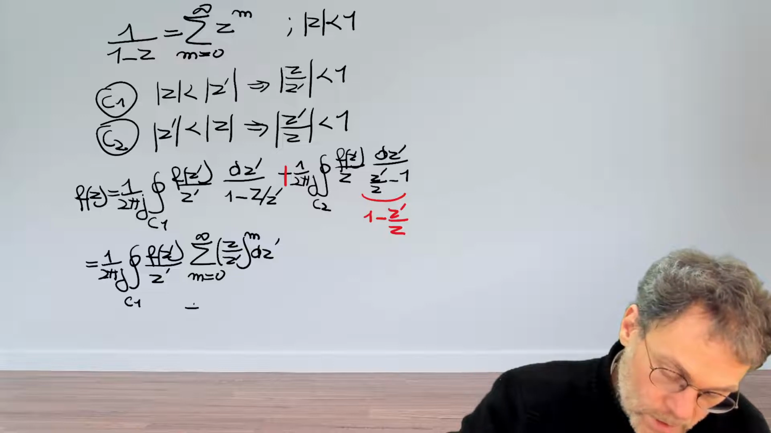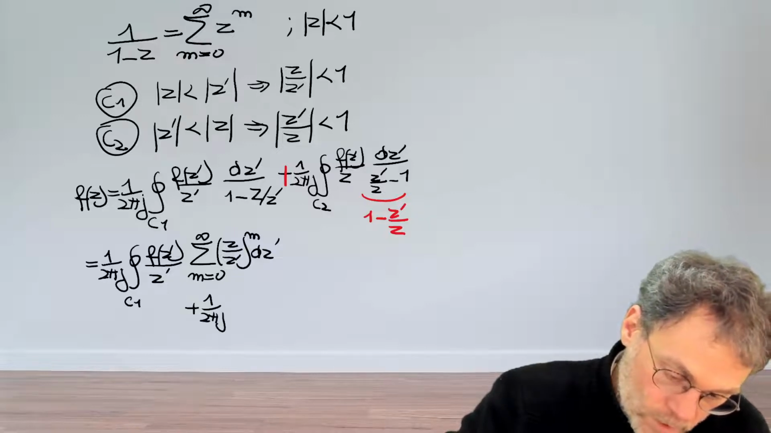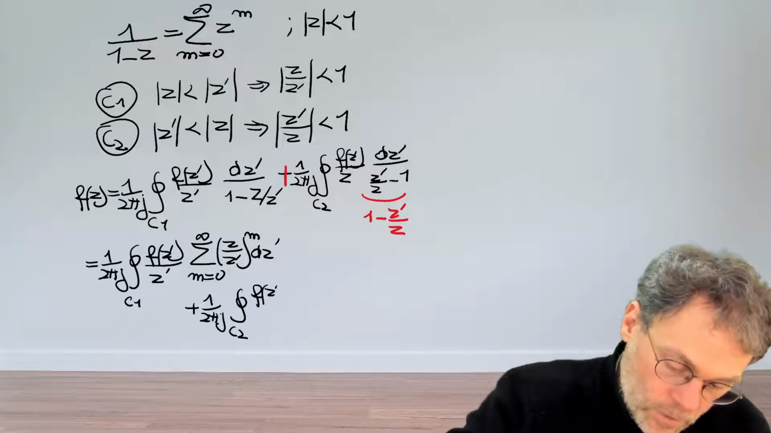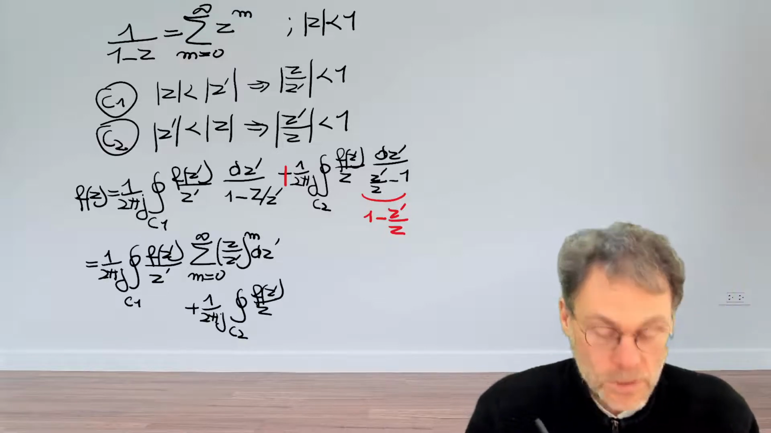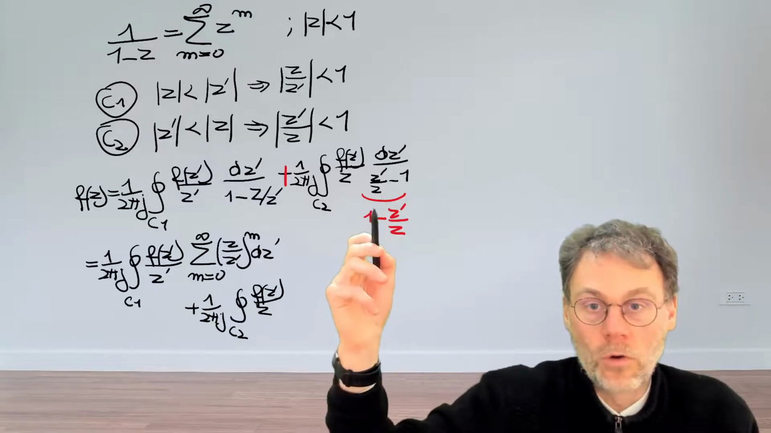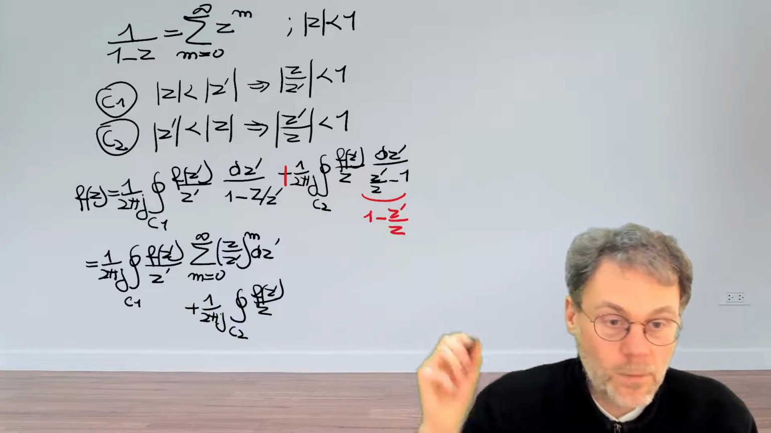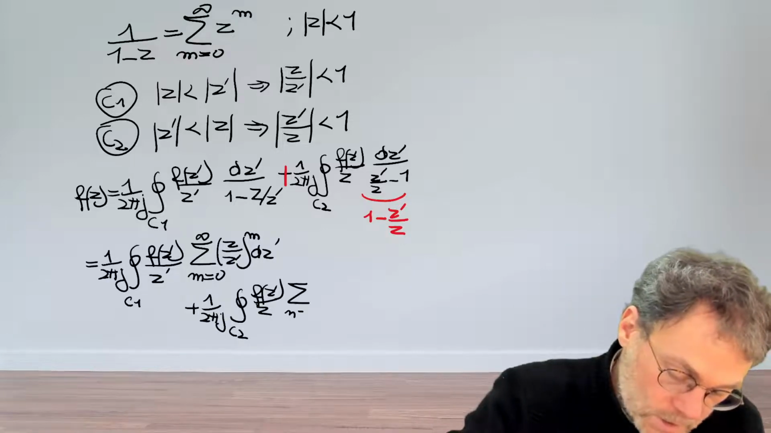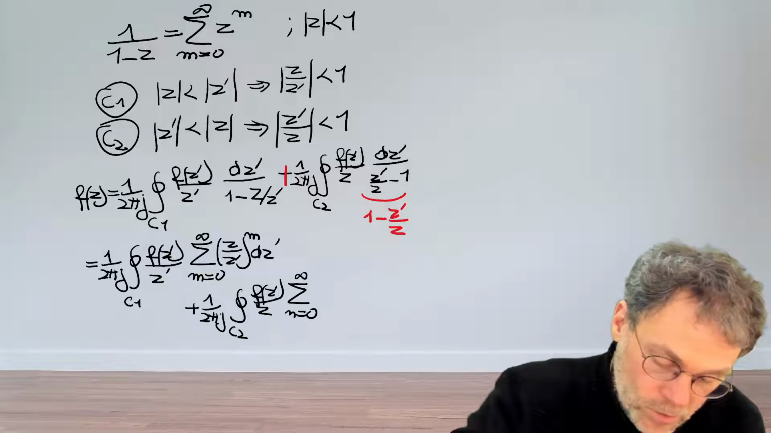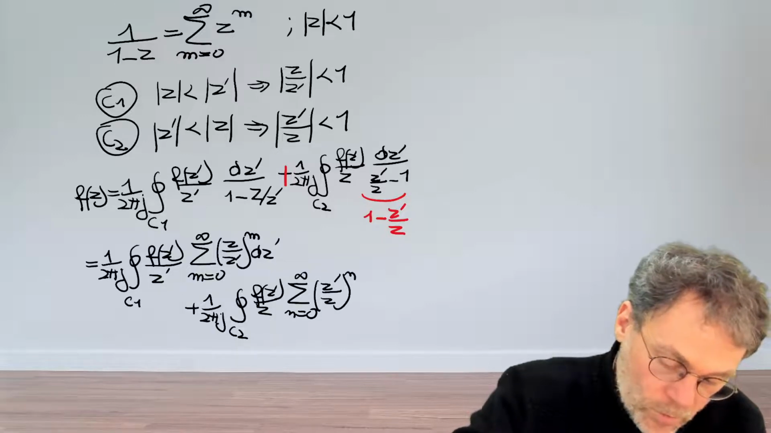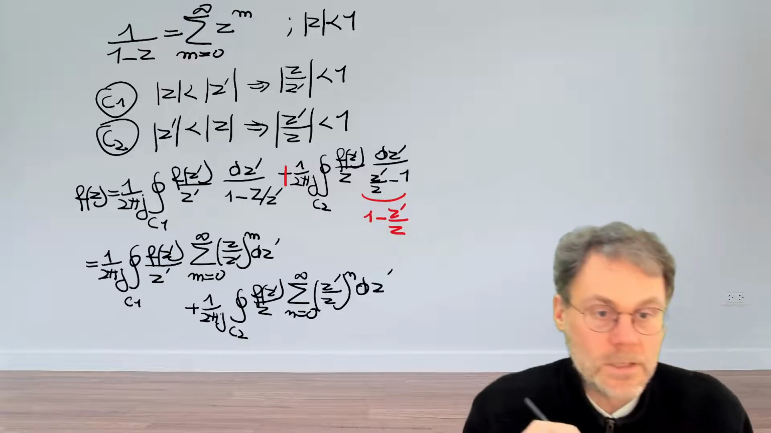So this is going to be 1 over 2 pi j, the integral over C2 of f of z prime over z. And now we have the summation of all possible powers of z prime over z. So now we have the sum over, let's call this n, going from 0 to infinity, of z prime over z to the power of n, dz prime.